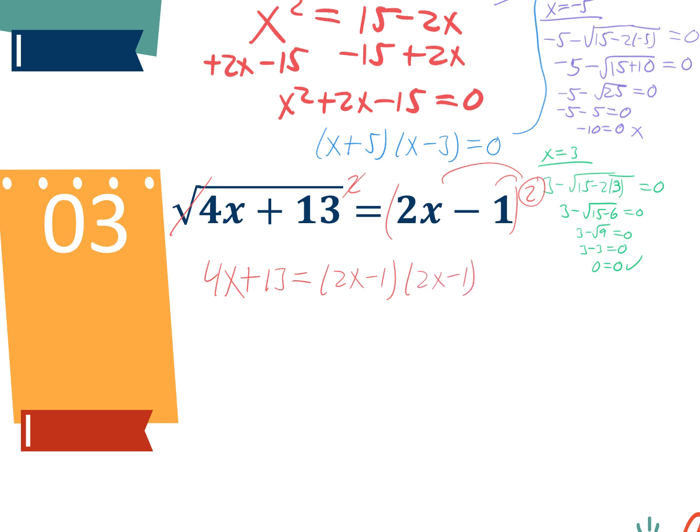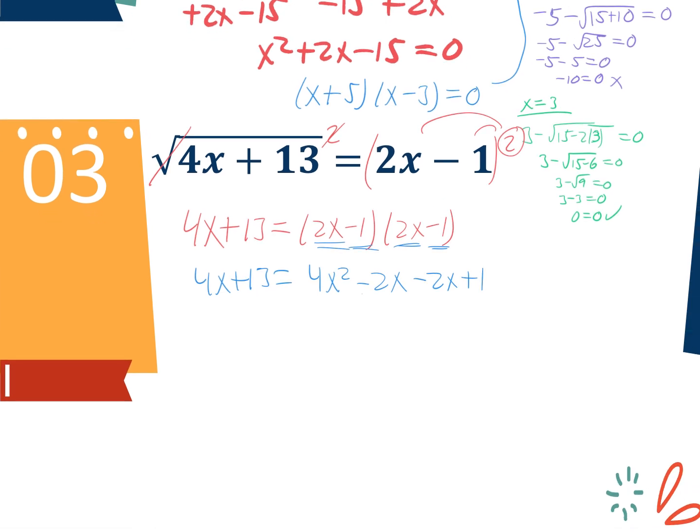All right, and now to FOIL this, 2x times 2x is going to get you 4x squared. 2x times negative 1 is going to get you a negative 2x. Negative 1 times 2x is going to get you another negative 2x. And negative 1 times negative 1 is positive 1. All right, and this equals 4x plus 13. Now these middle two terms combine to be negative 4x. Bring down the 4x squared, bring down the plus 1, and all of this is equal to 4x plus 13.